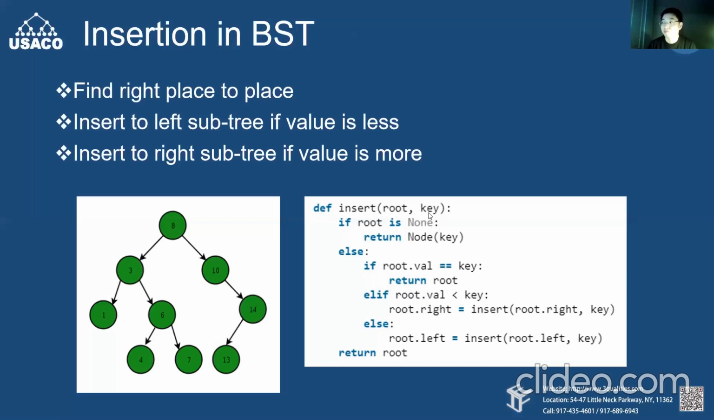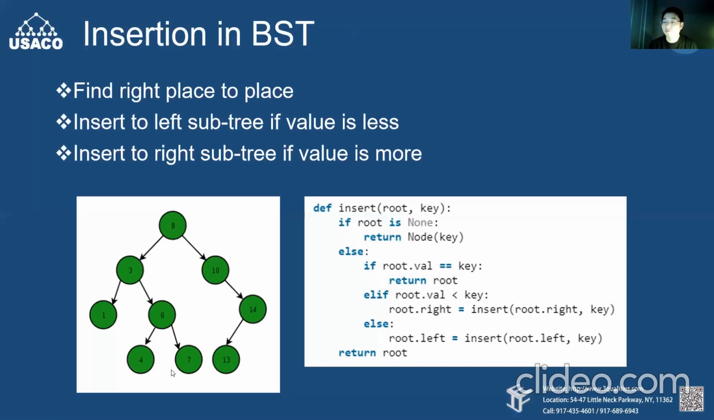It doesn't matter. So what I'm doing first is I check if root is none. That root doesn't have to be the topmost root, right? It can be any place in the tree. So if the root is none, I'm going to return an object of the node. I create an object for the value key and return it back.